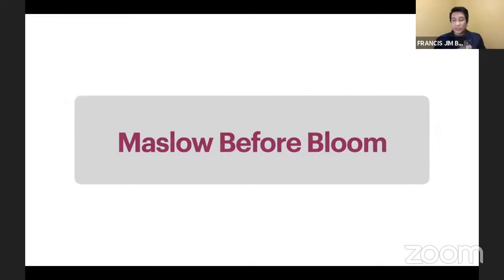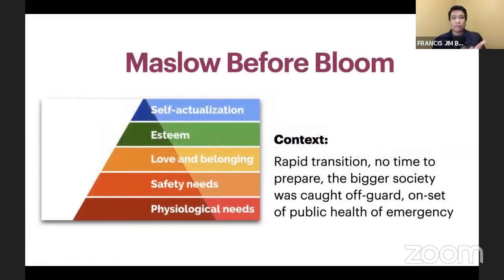So what are we trying to say right now? Maslow before Bloom. At the beginning of the pandemic, we spoke about Maslow before Bloom. Before we continue learning, before we resume teaching and learning, before we ask our students to study again, let's ask our students if they are okay at this time of the pandemic. Of course, you know Maslow's hierarchy of needs. And if you look at this pyramid there, physiological needs are at the bottom, and it's very, very important. Do they have food? Do they have shelter?